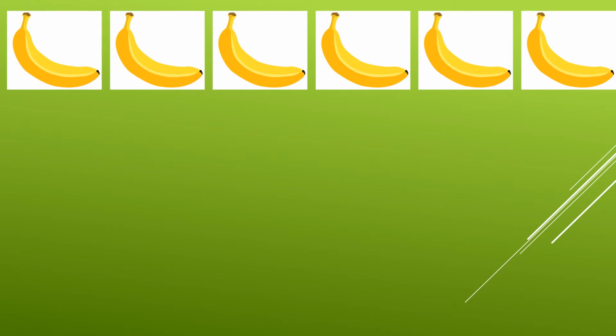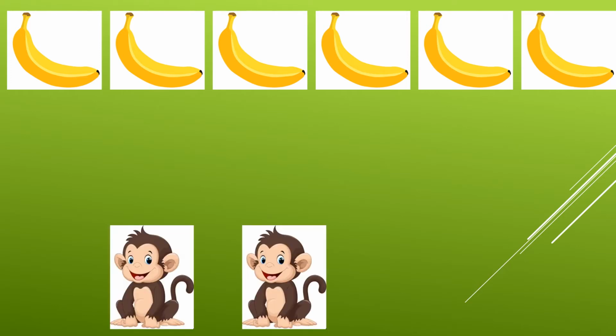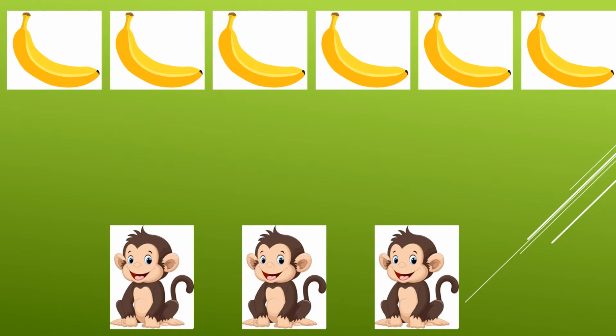In our story, they tell us that these 6 bananas need to be shared equally between 3 monkeys. So the second number from our story is 3. So let's add the 3 monkeys. 1, 2, 3. Now we need to share these bananas equally. So I am going to use 3 different colors to draw lines from the bananas to the monkeys. So 1 for monkey A, 1 for monkey B, 1 for monkey C.